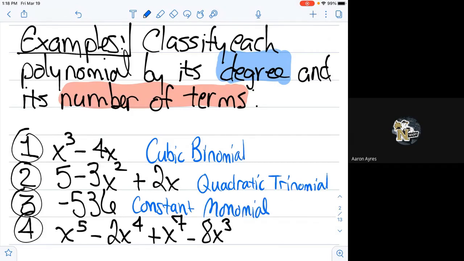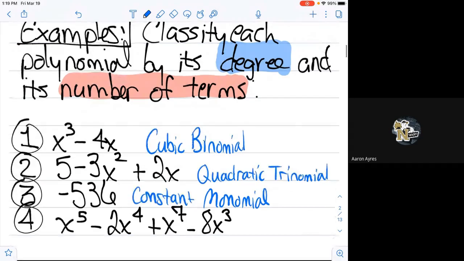And last but not least, this last one down here. Okay. And I want to take a guess at what it is, classified by its number of terms and its degree. Show me a hand in the air. Okay.